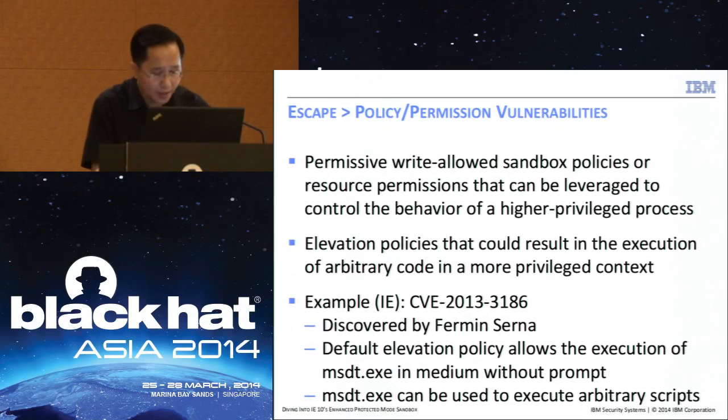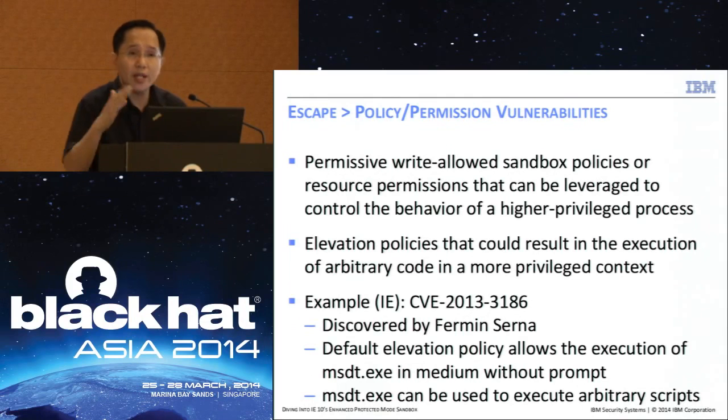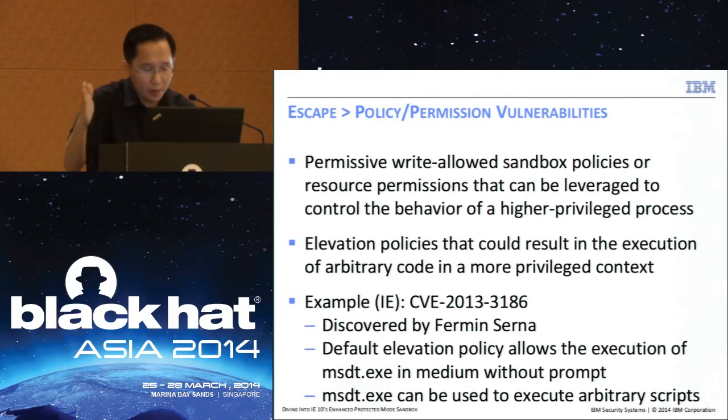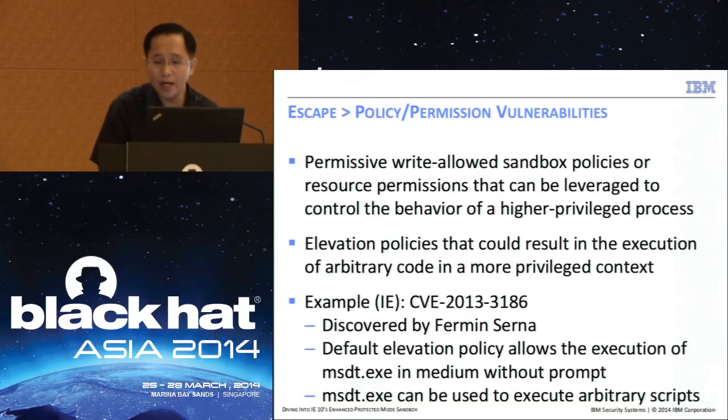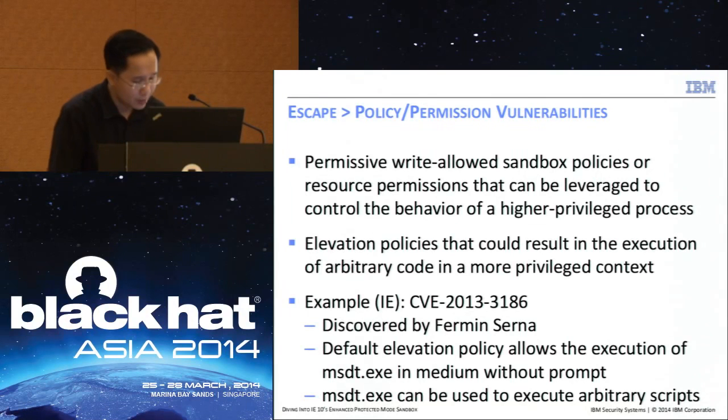When I audited IE, this is actually the first vector that I looked at, because auditing for this is pretty straightforward. You just need to list all the elevation policies that allow launching in medium without prompt, and then determine whether you can control that application to run your own code, for example, via command line switches. So I did the elevation policy audit, and I think it took me a day or two. And I unfortunately found nothing.